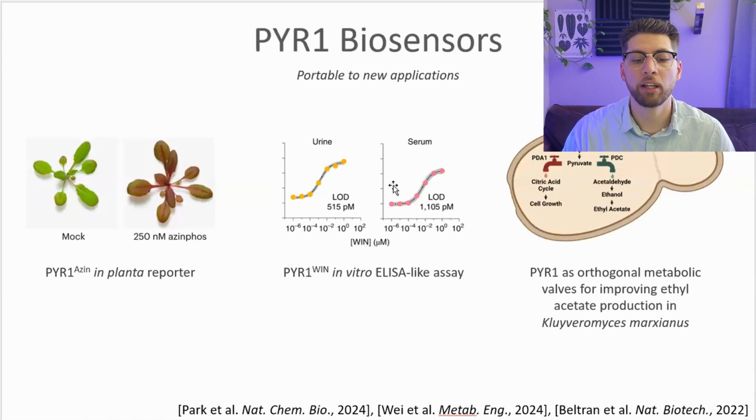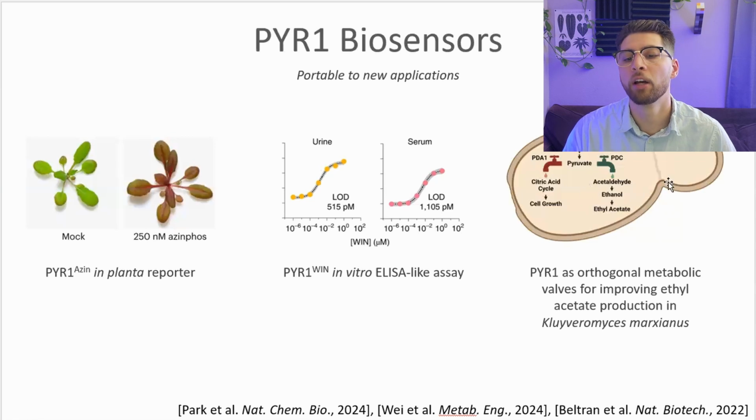It can also be used in vitro in an ELISA-like assay. In vitro meaning outside of the cell, and ELISA-like assays are commonly used lab test methods that allow you to rapidly identify the presence or absence of a chemical. They're commonly used for drug tests or for metabolic tests for your blood. We've shown that we can use these biosensors for ELISA-like assays to detect compounds in urine, saliva, blood. So this is really functional as well.